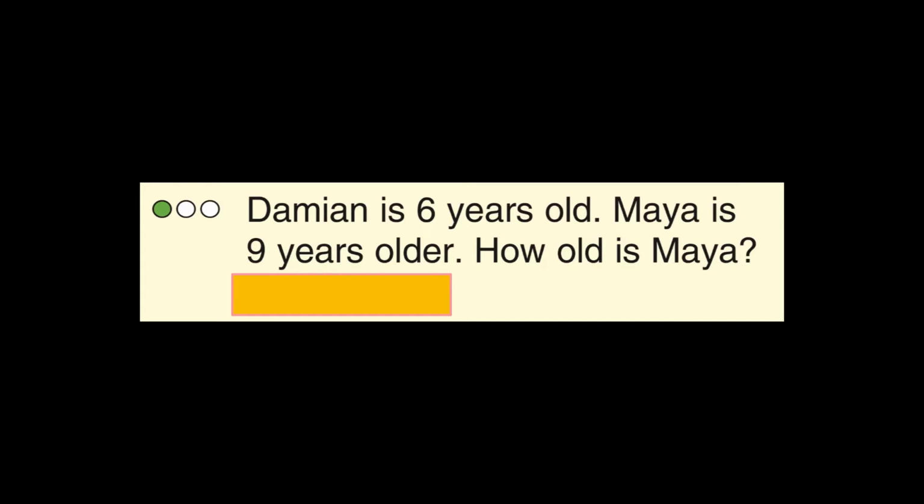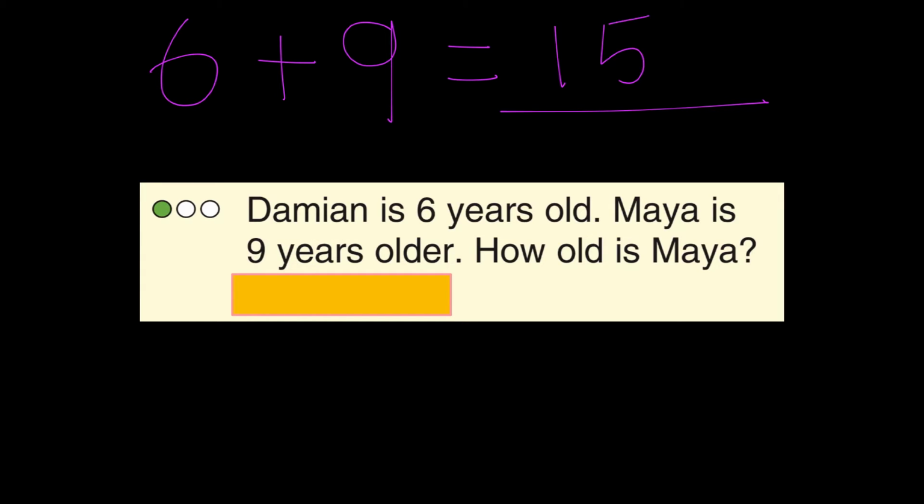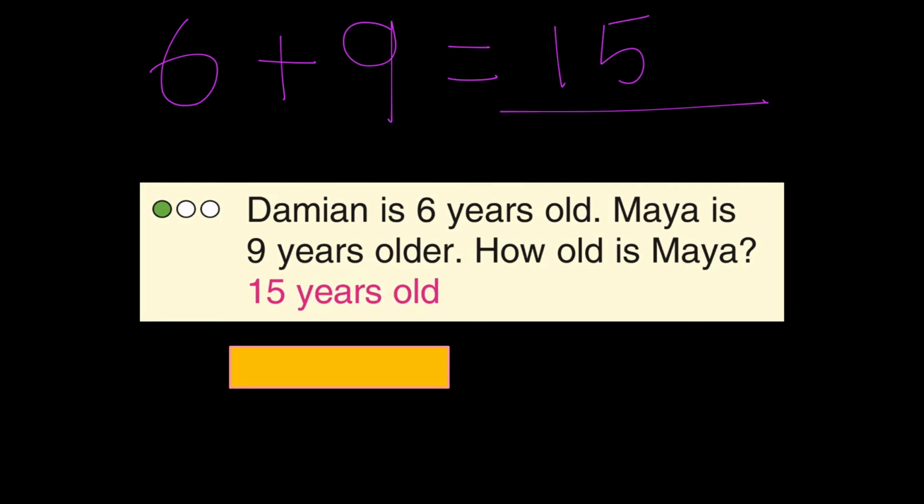This is what you should have been thinking about. Damien is 6 and Maya is 9 years older. How old is Maya? Well, that's pretty easy. All I have to do is add Maya's age to Damien's age. And that makes Maya 15 because I know that 6 plus 9 is 15. Maya is 15 years old. Going to get a little bit harder.